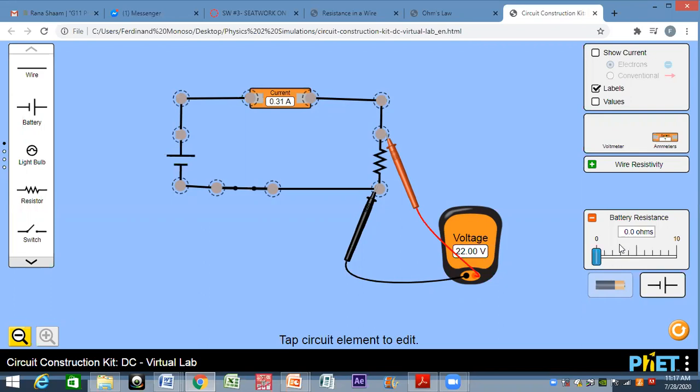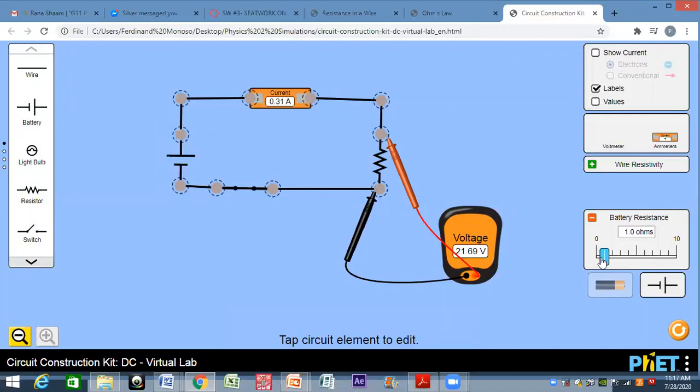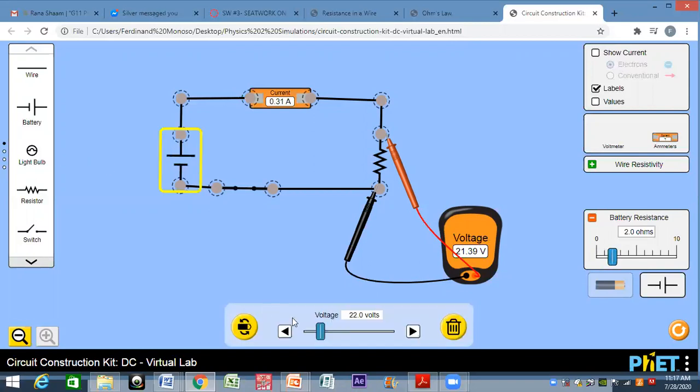Okay, so that's Ohm's law. If there's no resistance for our battery here, and this is 22 volts, then what we get is also 22 volts. However, if we make this higher, then the battery may still be 22 volts, but the output voltage is no longer 22. It's now only 21.39. Again, this is what we term the internal resistance of the battery. As the battery ages, it eventually results in a lesser value.